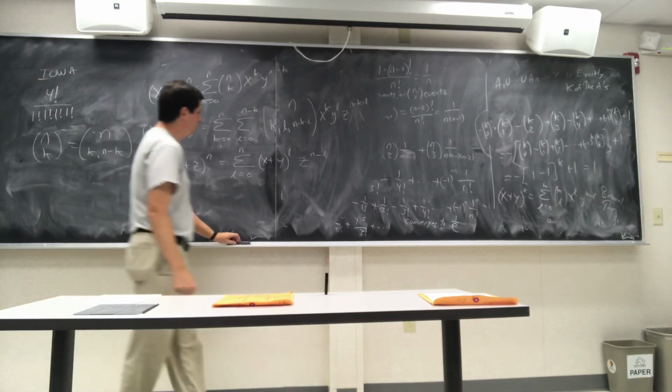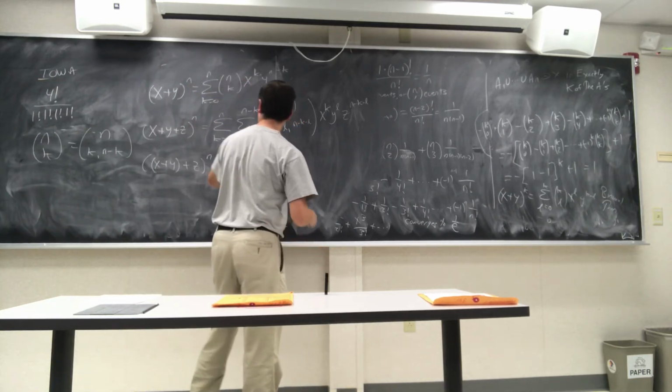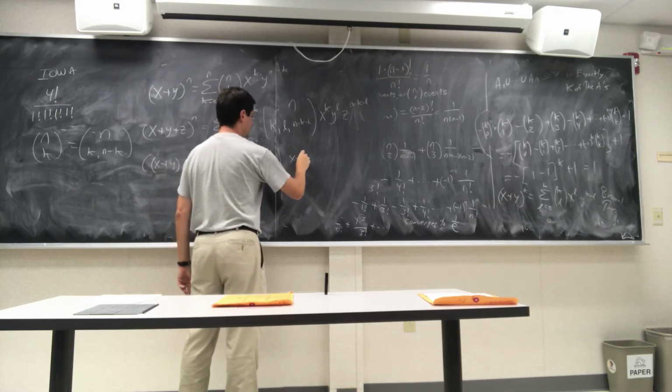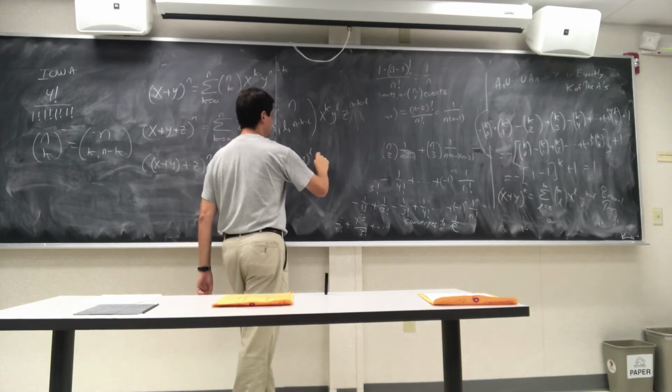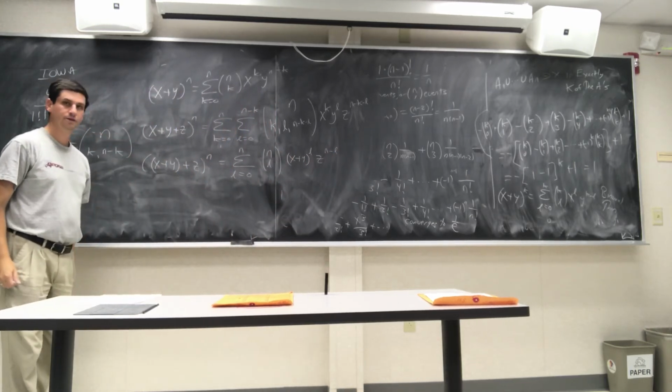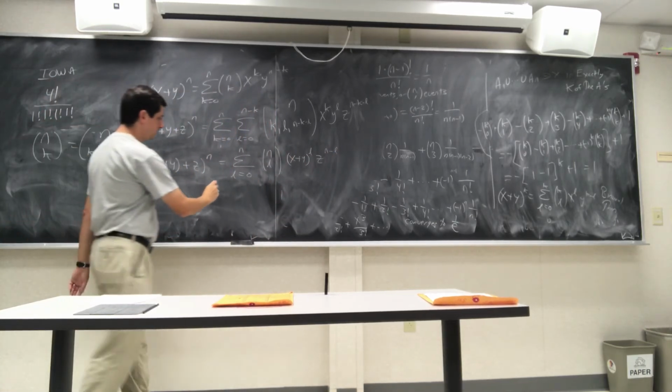Oh, sorry, I'm missing the binomial coefficient. So it'll be n choose L, x plus y to the L, z to the n minus L. And now what can I do for x plus y to the L? I could expand that out.